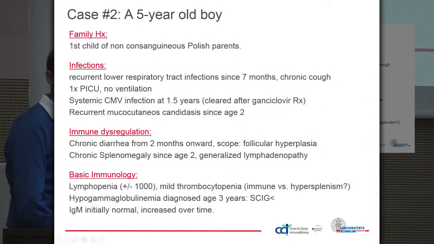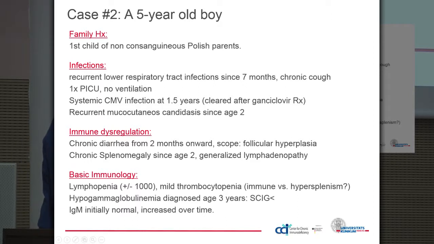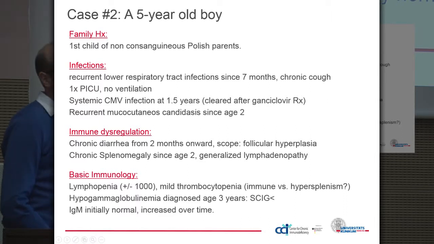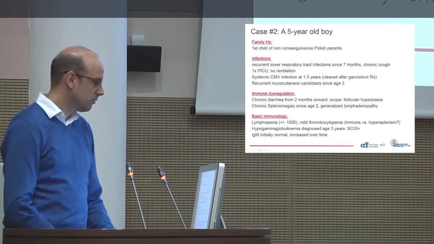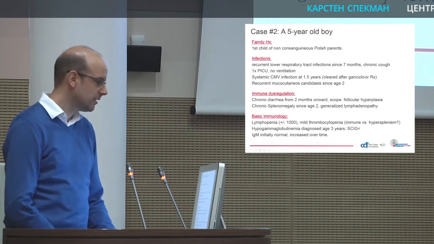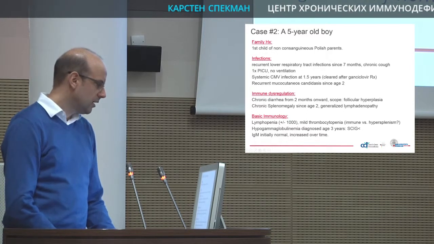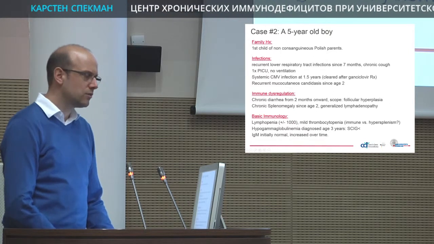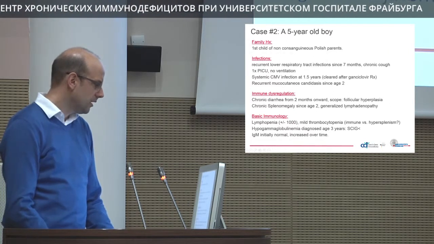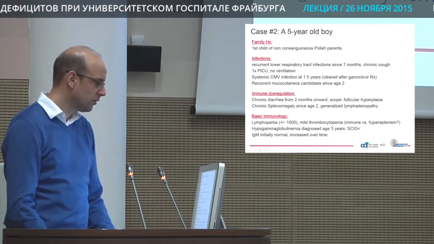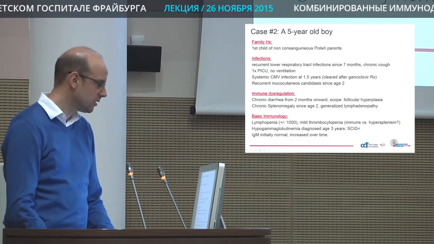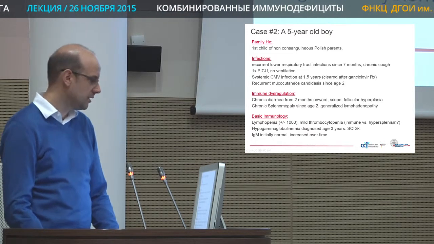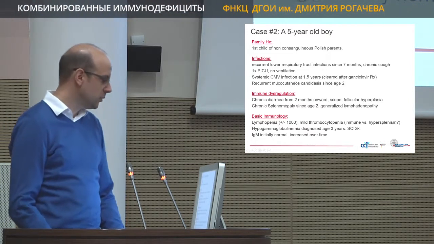So that's one case. The second case I would like to show to you today is another 5-year-old boy. He's also a child of non-consanguineous Caucasian parents. He was referred from Poland. He had recurrent respiratory tract infections since late infancy. He had a chronic cough. He was once admitted to ICU because of pneumonia, but did not require ventilation. He had a systemic CMV infection at 1.5 years, which cleared after ganciclovir treatment, and he was having recurrent mucocutaneous candidiasis. He had significant immune dysregulation.